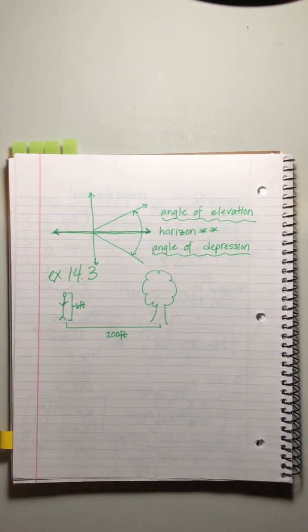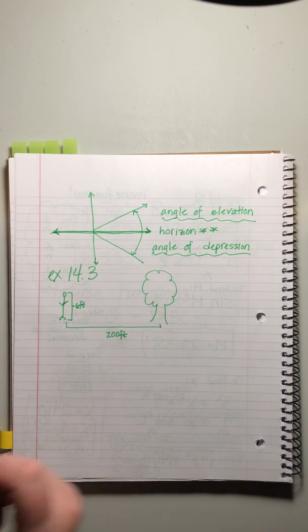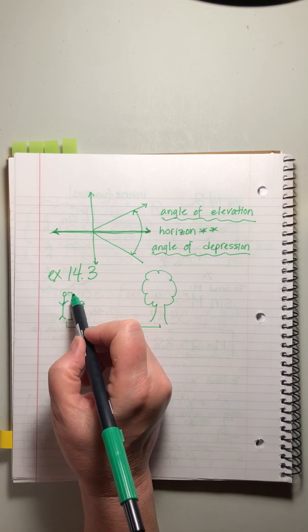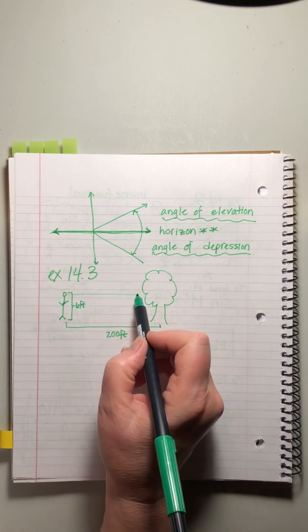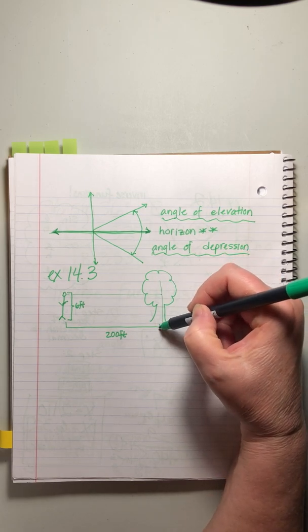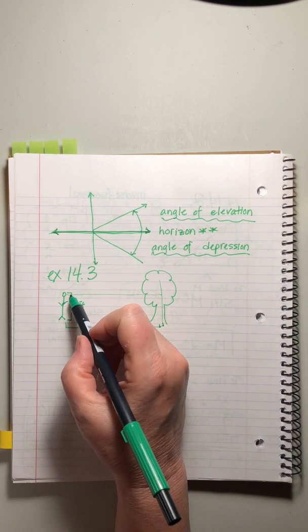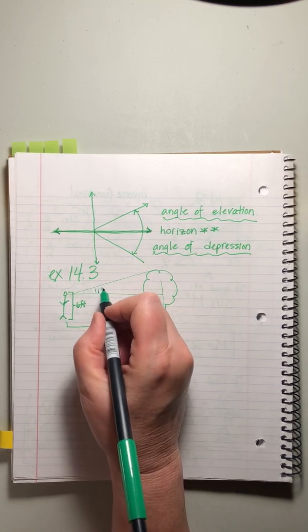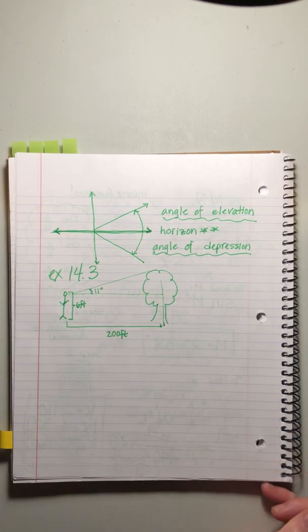He's 200 feet away from the tree, and the angle of elevation from his eyes is 11 degrees. Now, what we're supposed to say is from his eyes, he would look straight across and see the tree like that, right? But he's looking up to the top of the tree, and this is 11 degrees. Does that make sense?